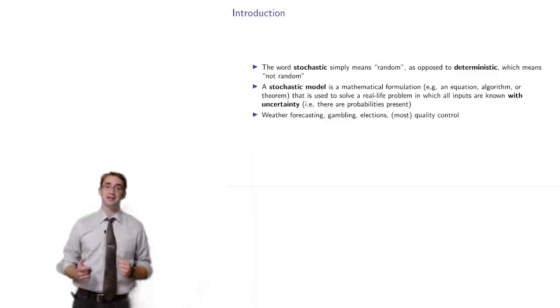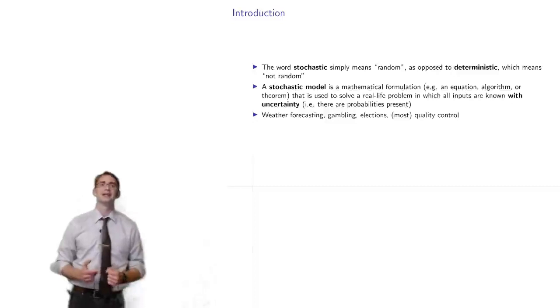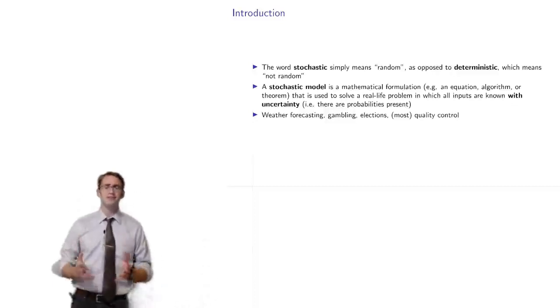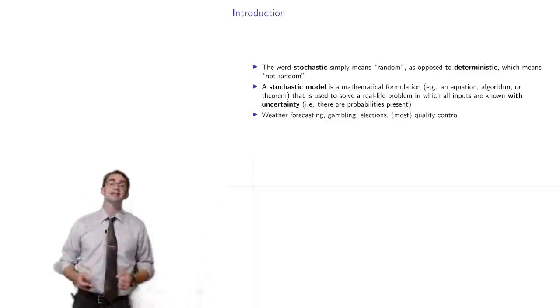That's the stochastic bit. It means you don't know what all of the inputs are going to be. There are probabilities that are present. You say there's a 60% chance of one thing happening and a 40% chance of another. This comes up all the time in weather forecasting. It comes up all the time in gambling by definition. It comes up in elections. It comes up in most quality control.